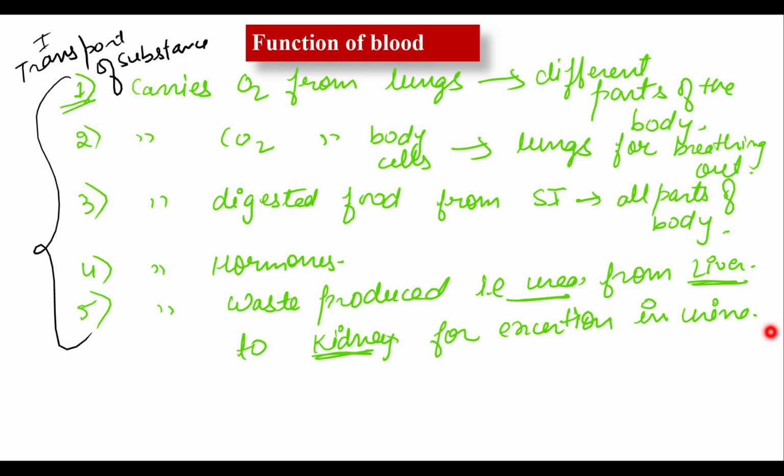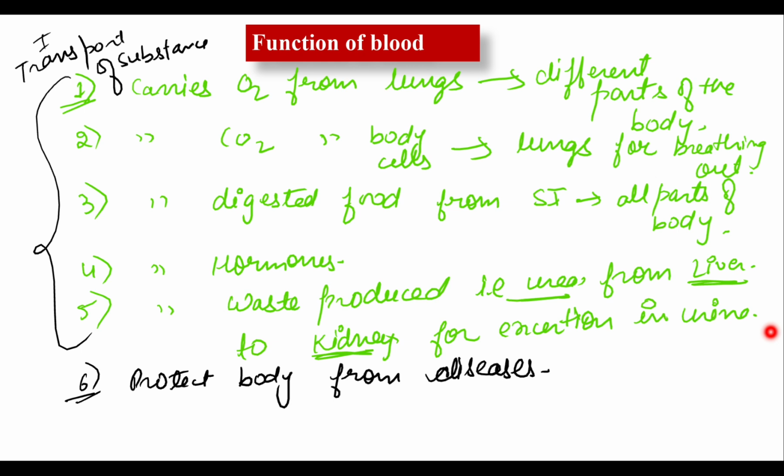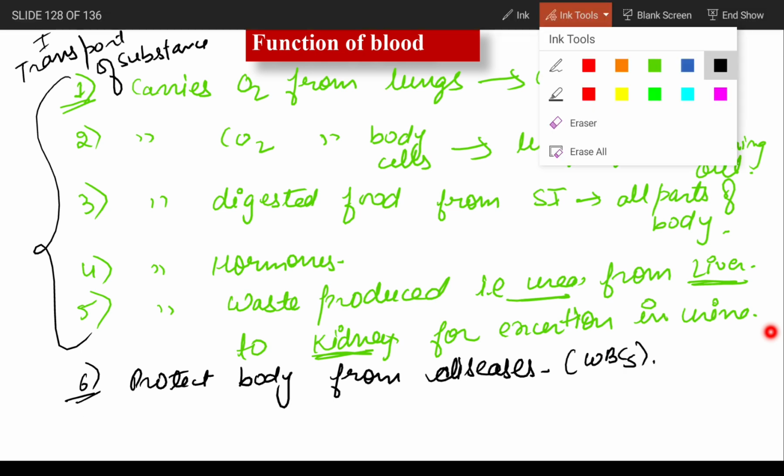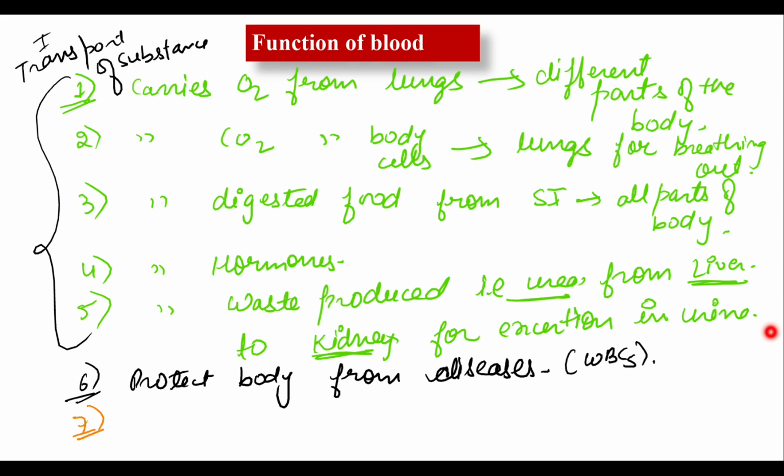Okay, second one is protection against diseases. Sixth is protection against diseases, to protect the body from different types of diseases. This is because white blood cells, WBCs, kill the bacteria and other germs which cause disease. Okay, now seven is related to the regulation of body temperature.